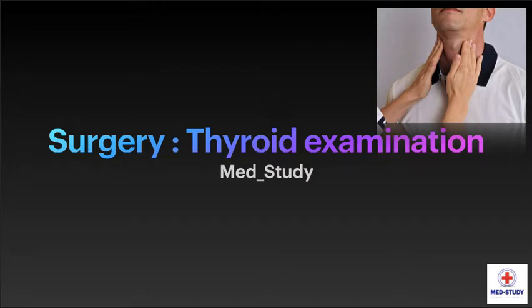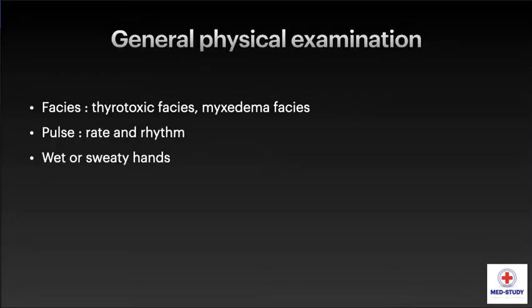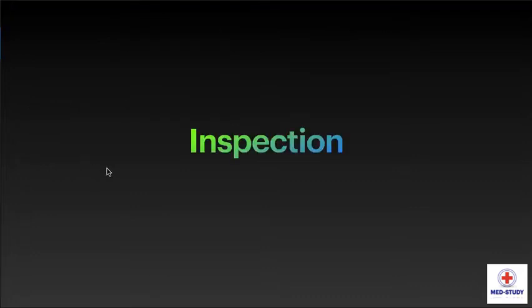Today in this video we are going to see about examination of thyroid in surgery. So let's get started. First point is general physical examination. Only additional points which have to be examined or which are of importance in a thyroid case are being discussed here, which includes facies, that is thyrotoxic facies, myxedema facies, pulse, rate and rhythm of the pulse, wet hands or wet sweaty hands.